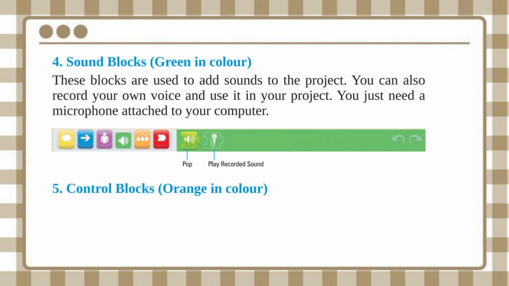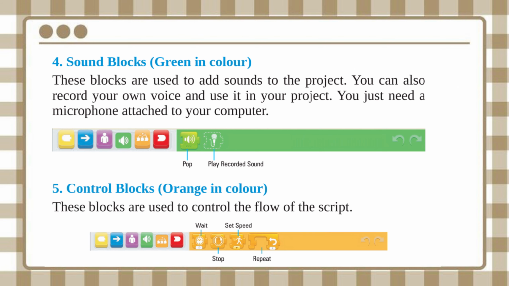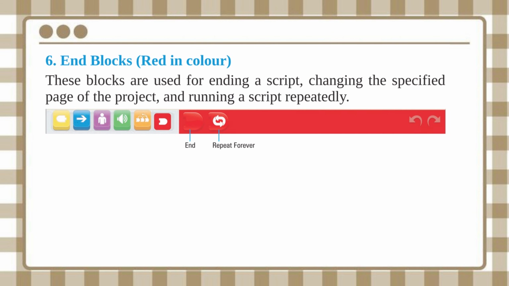5. Control blocks, orange in color. These blocks are used to control the flow of the script. 6. End blocks, red in color. These blocks are used for ending a script, changing the specified page of the project, and running a script repeatedly.